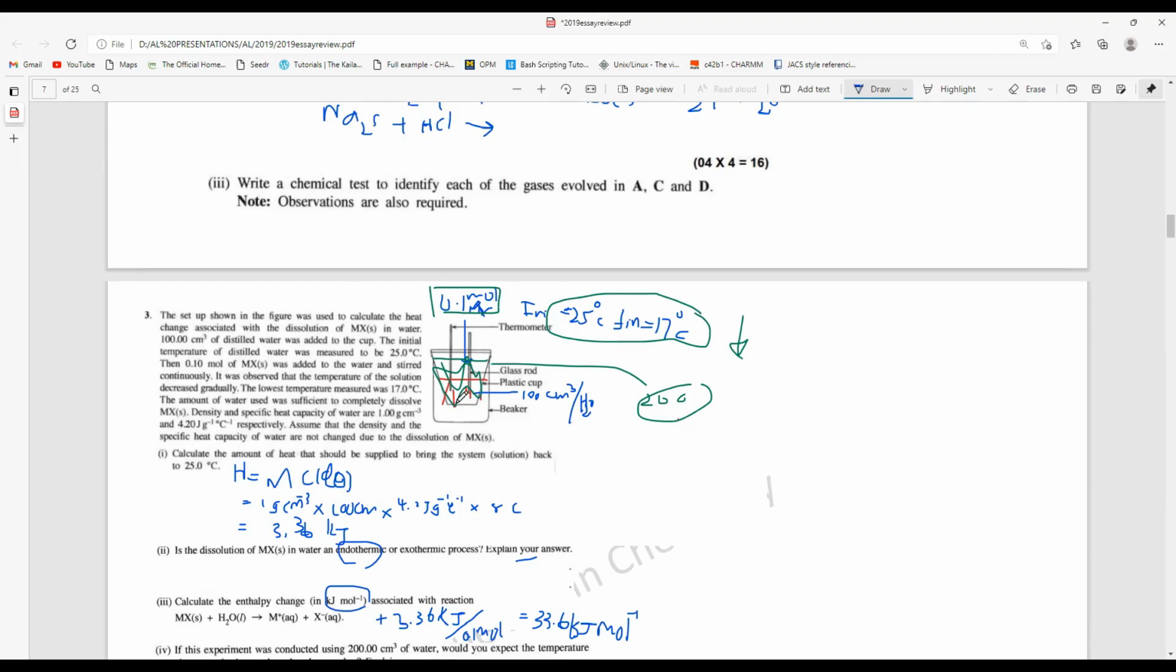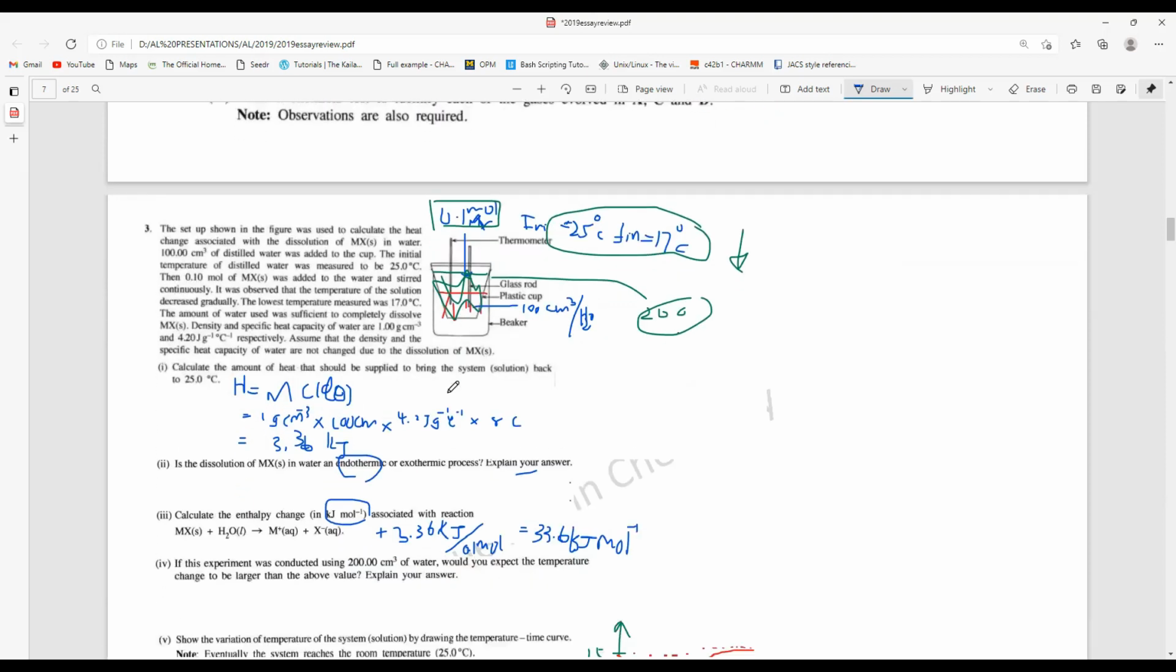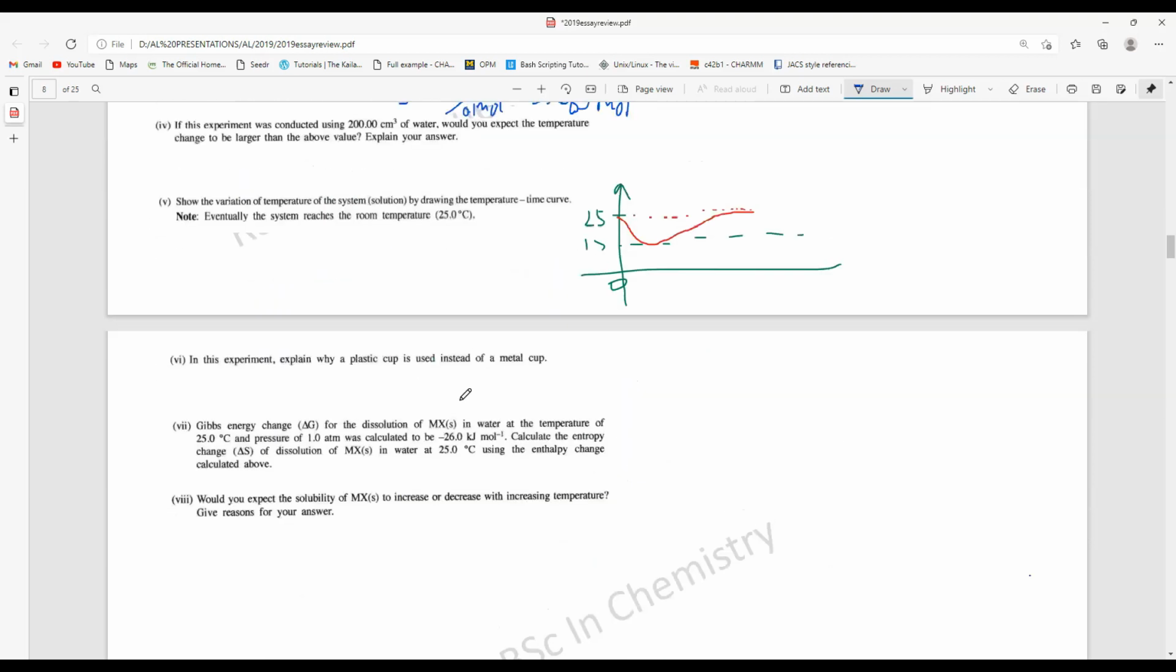Why have they used a plastic cup? Because it has the minimum conductivity and does not absorb heat from the surrounding. For example, if you use a metal one, when you dissolve this, the temperature is decreasing. So when the temperature of the system decreases, the temperature of this metal cup also will decrease. Then it absorbs heat energy from the surrounding. To avoid that, you need to use a plastic cup instead of a metal cup.